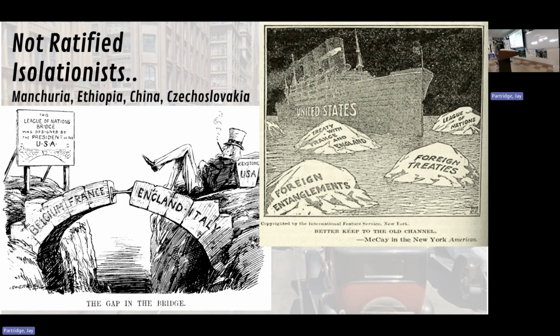So the United States would not be part of the world, at least fully. The League of Nations would be weak when it was most needed to stop war. That's kind of what we call the outcome of not ratifying it.